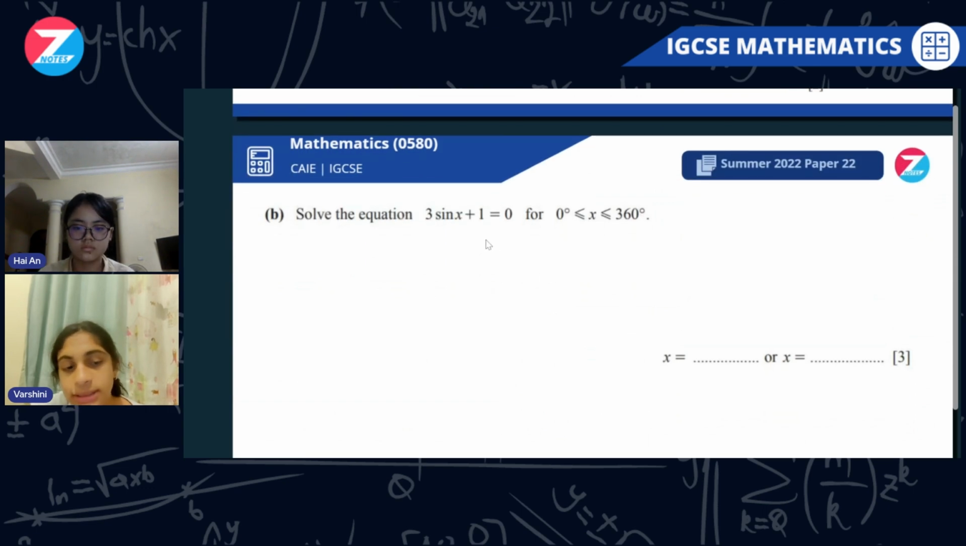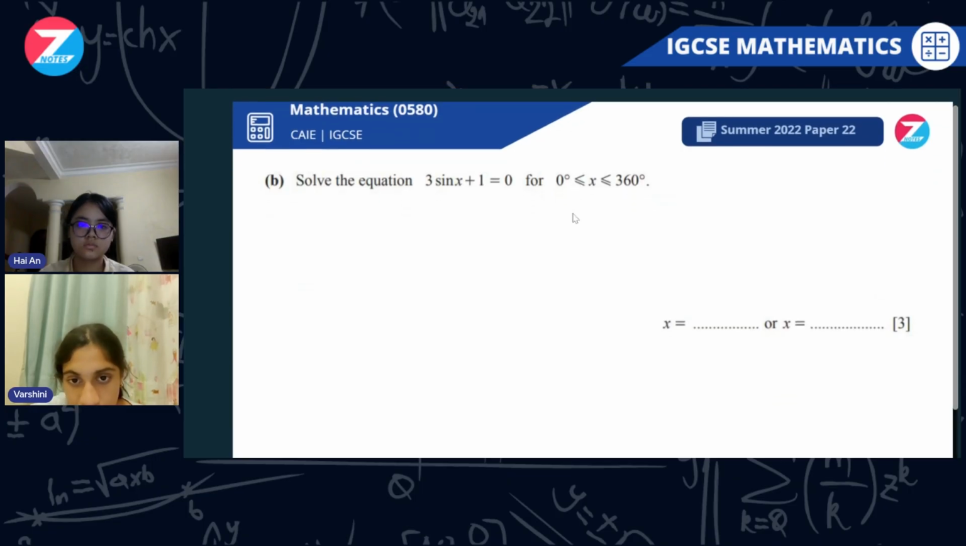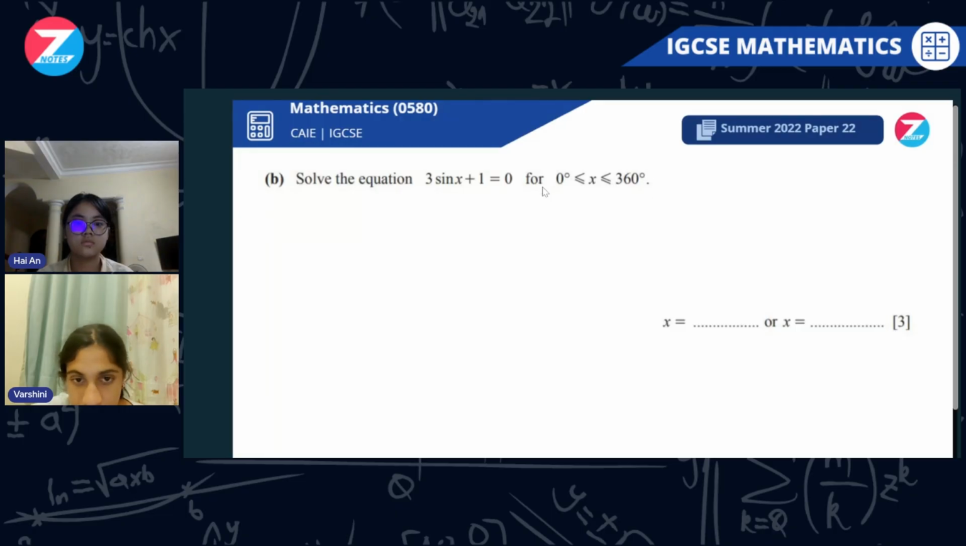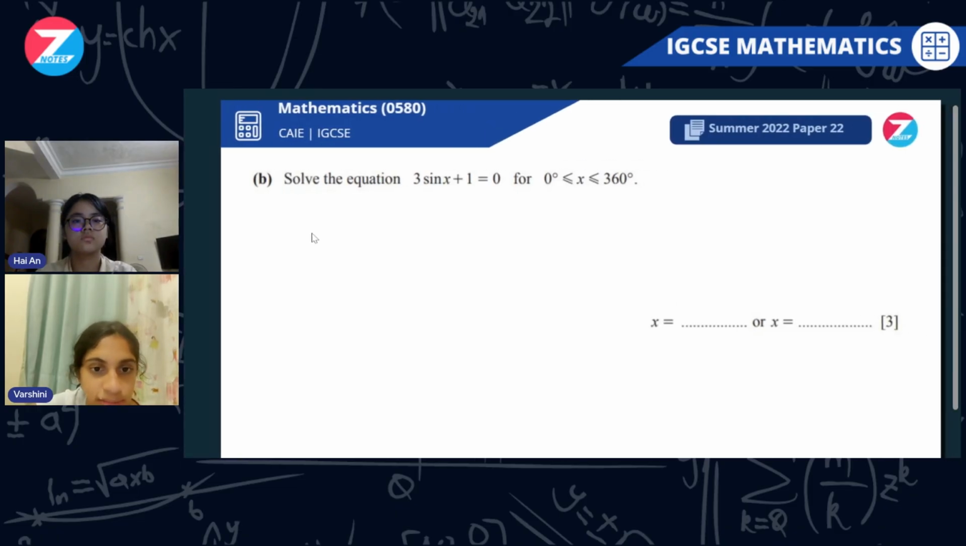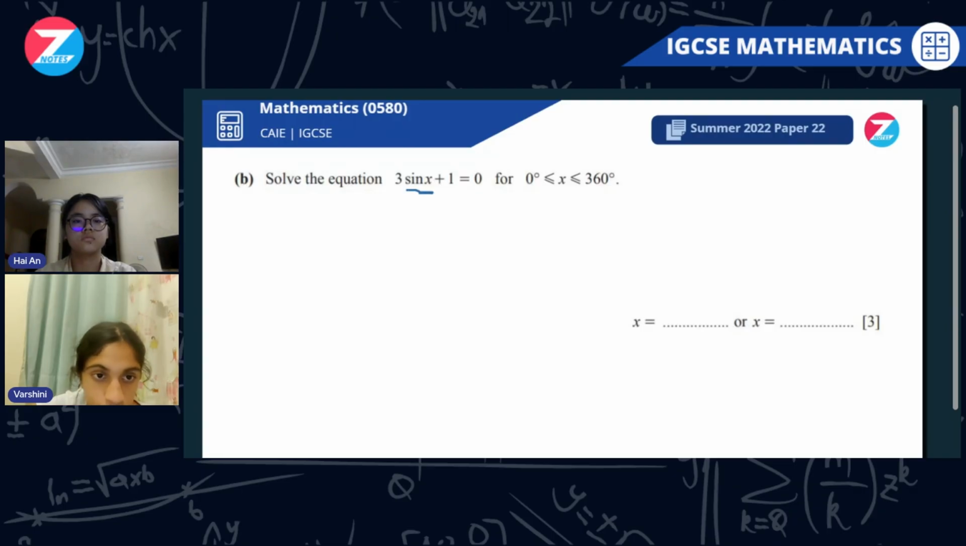Okay, solve the equation 3 sine x plus 1 equals 0 for x greater than 0 and x smaller than 360. First, we need to keep sine x on the side of the equation we want. So let's subtract 1 from both sides. 3 sine x is going to equal 0 minus 1, which is just minus 1. Now let's divide both sides by 3. So now we have sine x equals minus 1 by 3.